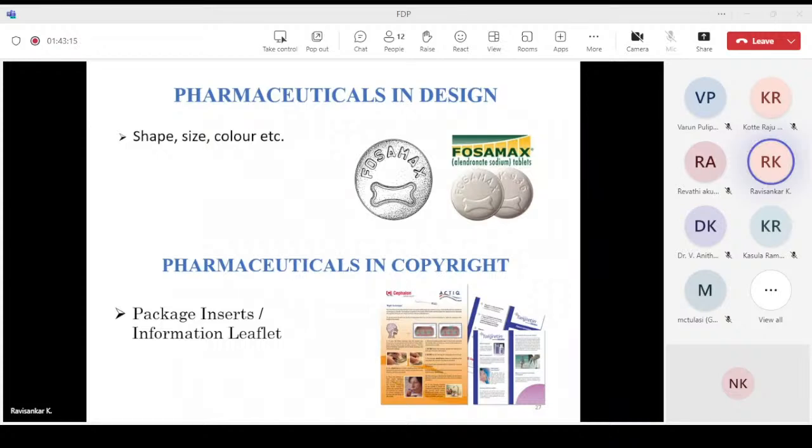So these are the different designs. If you take the round shape with a bone symbol, they have protected it as a design. And coming to the package inserts and information or leaflets, we can protect them under copyrights.